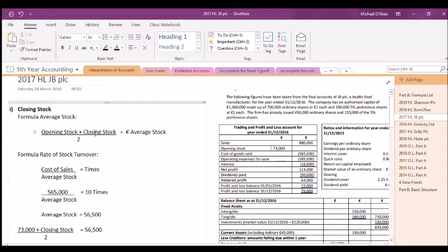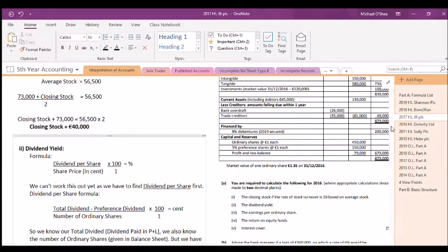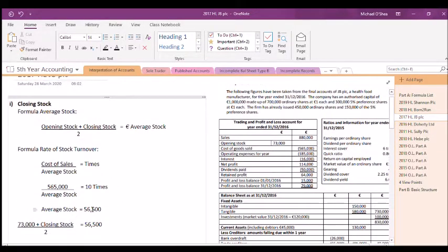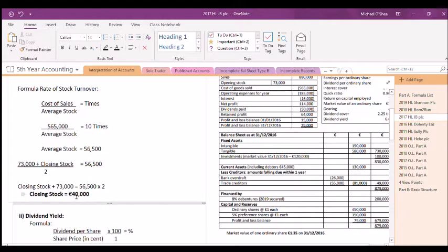So you just have to play around with questions like these, find out what you have, what formula can be used to find out maybe something else, and then bring it back into this one so you can find closing stock. So if I deal with this formula, my cost of sales is 565,000. Don't know average stock, but I know the answer is 10 times because we are told so here. The rate of stock turnover is 10. The average stock works out to be 56,500. If I put that back up into my formula here as my answer, I get my opening stock plus closing divided by 2 is equal to 56,500. Therefore, my closing stock is equal to 40,000.